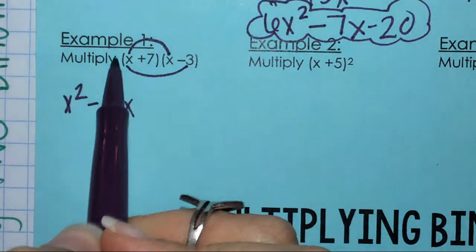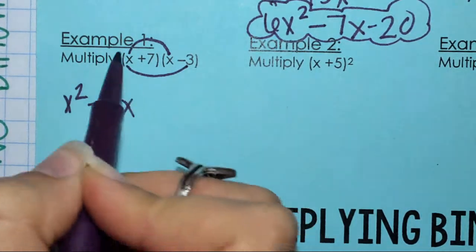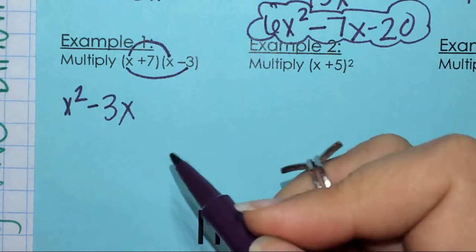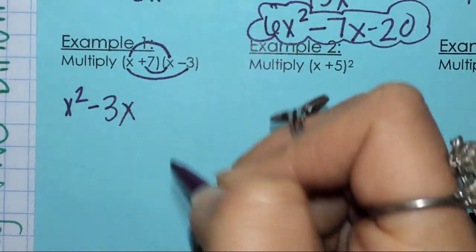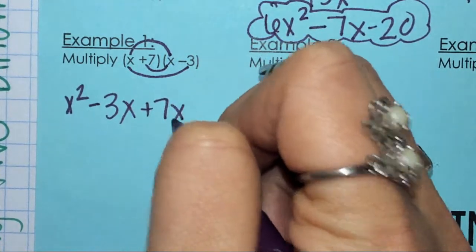So we multiplied our first two terms together. Then we multiplied our outside terms together. Now the I stands for Inner, so you're going to multiply the inner terms. And you get plus 7x.